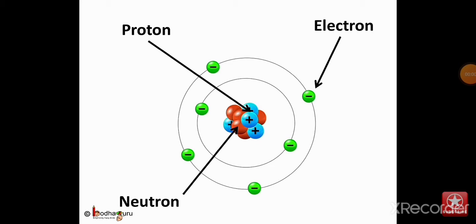Distributed in different orbits, there are neutrons, protons, and electrons. Electrons are moving around the nucleus. Protons and neutrons are present inside the nucleus.